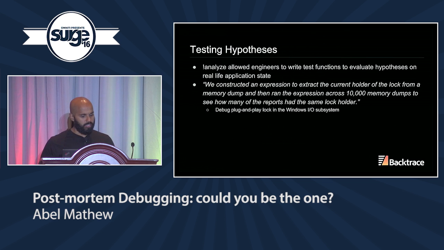The Bang Analyze system also allowed engineers to write hypotheses, test functions, on real live application state. One example is that they had a plug-and-play lock in the Windows USB subsystem. They constructed an expression to extract the current holder of the lock from a memory dump, and then ran that across 10,000 memory dumps to see if their intuition was right. Maybe sometimes you have been out there debugging and said to yourself, if X is happening, then it must be Y. The problem with that is that it is very much intuition-based. So having this data store of all of this error data was powerful for them to actually test their hypotheses.